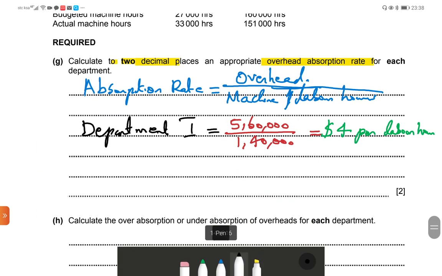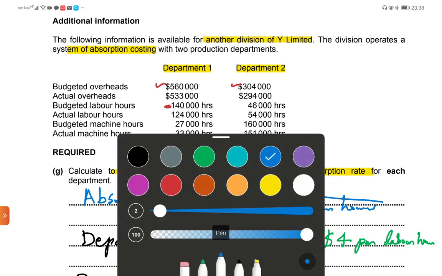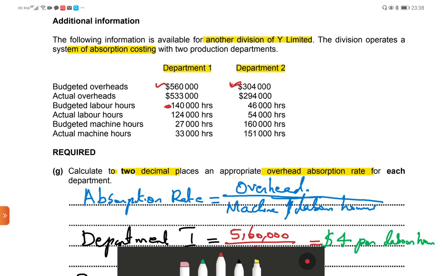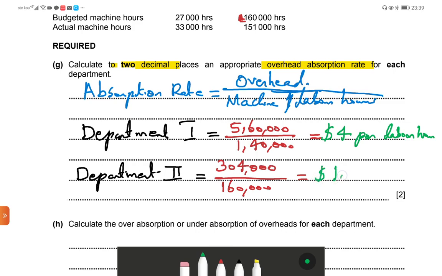The same method we follow in department 2. Overhead 304,000, budgeted labor hours 46,000, but budgeted machine hours 160,000. So 160 is more than 46. So here we follow whichever is more, machine hours. So we take machine hours 160,000. Overhead is 304,000 divided by 160,000, which is equal to $1.90 per machine hour. Here we are taking the machine hour. Clear?